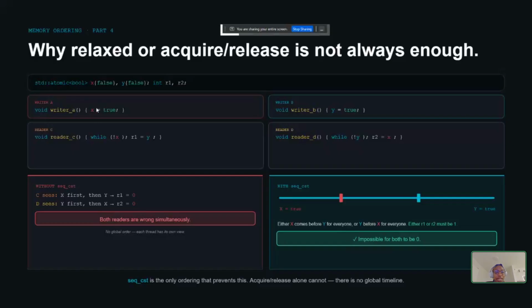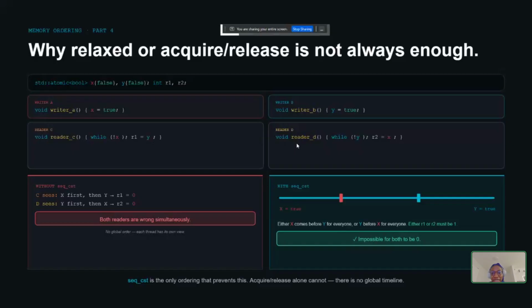Let me explain. Let's say we have the first scenario where the reader first sees x equal to true before it sees y as true, right? So once it sees x as true, it breaks this while loop and then checks y, but y has not turned to true yet. So it still thinks that y is false. So it assigns R1 to 0.